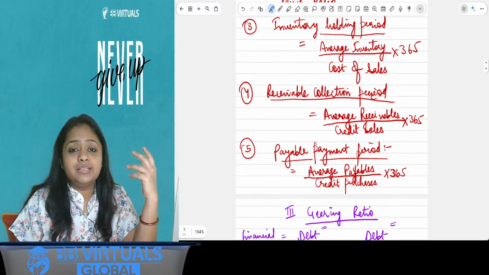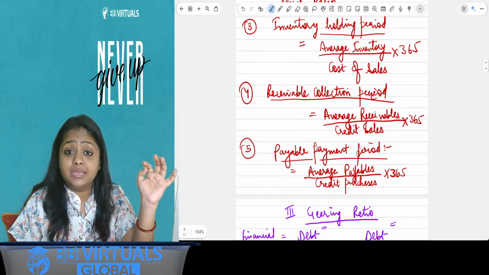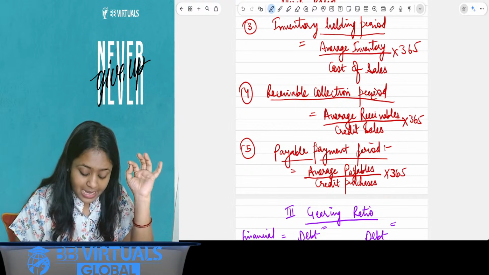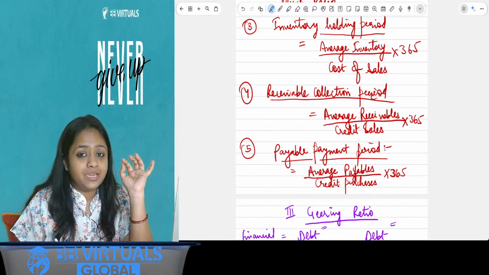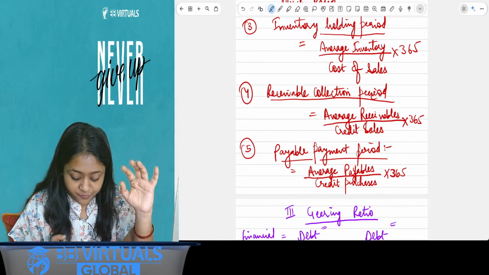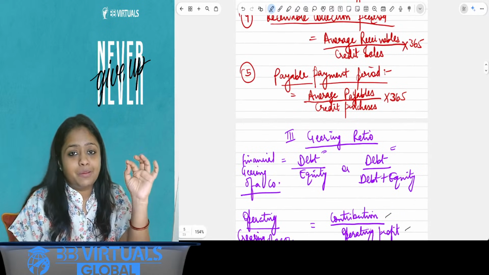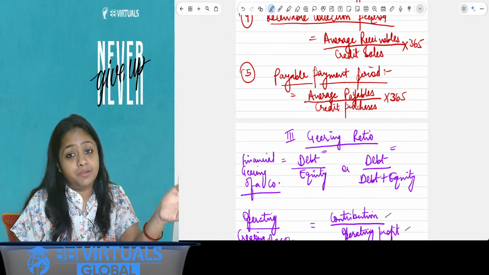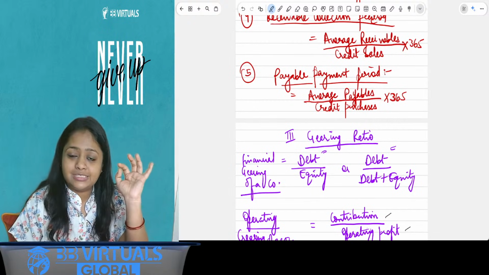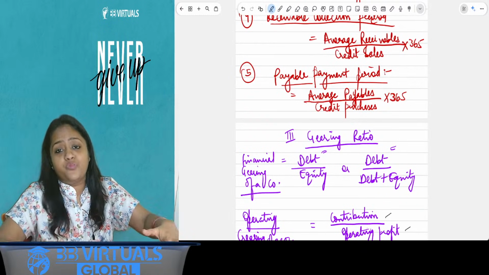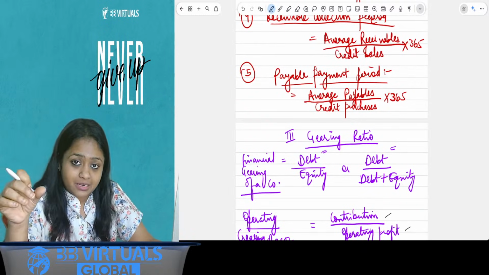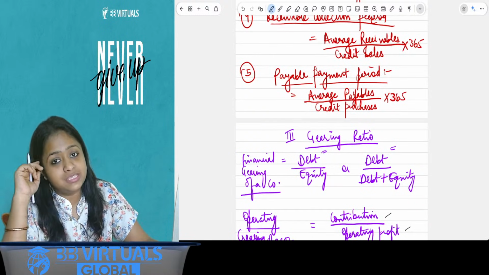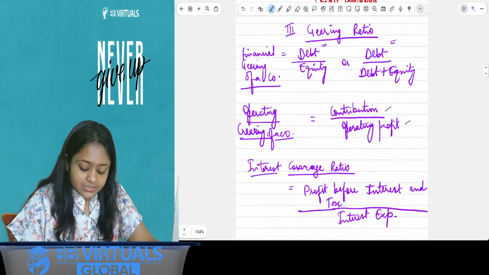Next, on the same lines, is the receivable collection period. That simply indicates how many days it takes for the debtors to be collected. So we calculate it as average receivables by credit sales multiplied by 365. Then we have the payables payment period, and we see how many days it takes for us to make payment to our payables. Ideally, it should not be too low, otherwise it shows that we are having too much outflow, right? So it will be calculated as average payables divided by credit purchases multiplied by 365. Clear? Next are the gearing ratios.